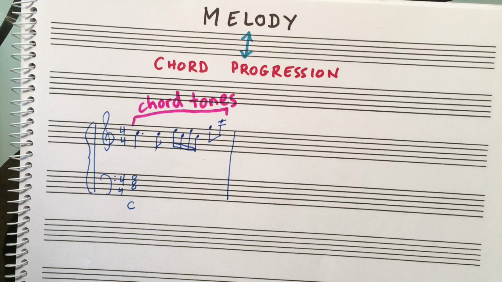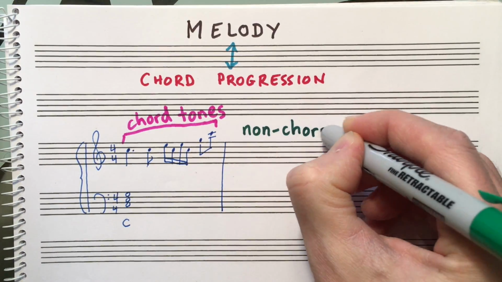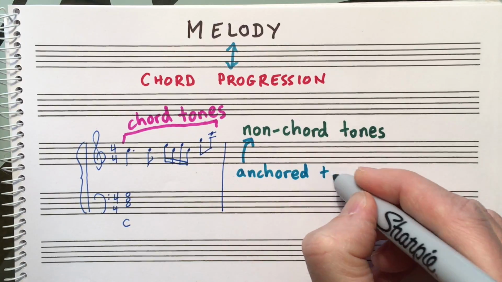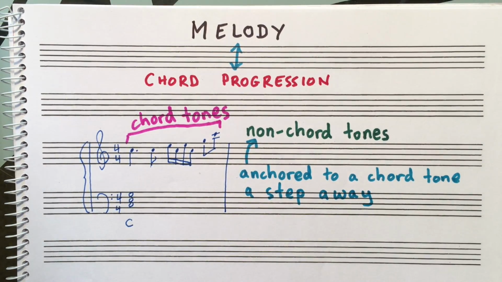But not all melody notes are chord tones. Sometimes a melody contains what we call non-chord tones. Non-chord tones can make a melody much more interesting than one with only chord tones, but a melody can't just have any random note with no regard for the chord progression. Rather, every non-chord tone is anchored to a chord tone a step away.